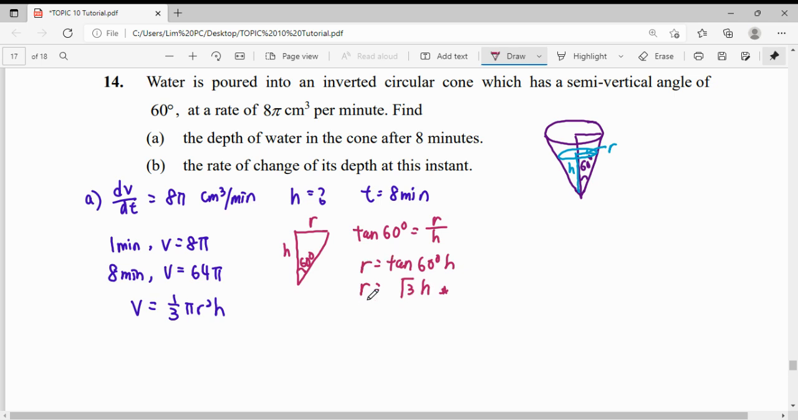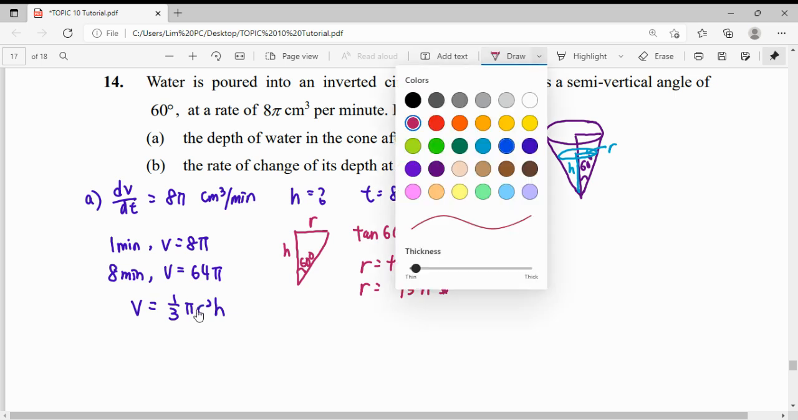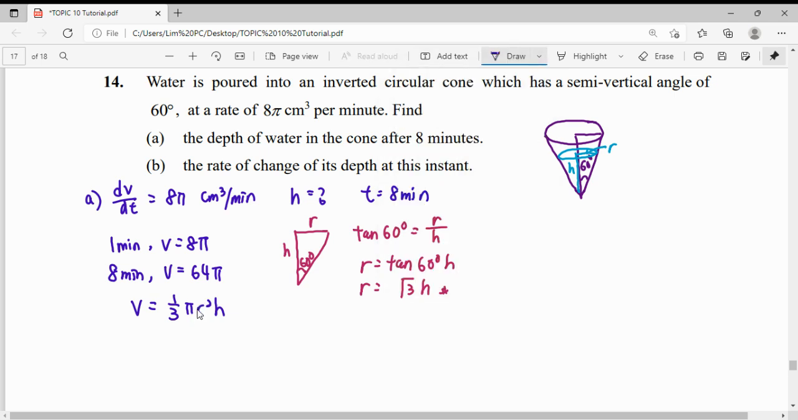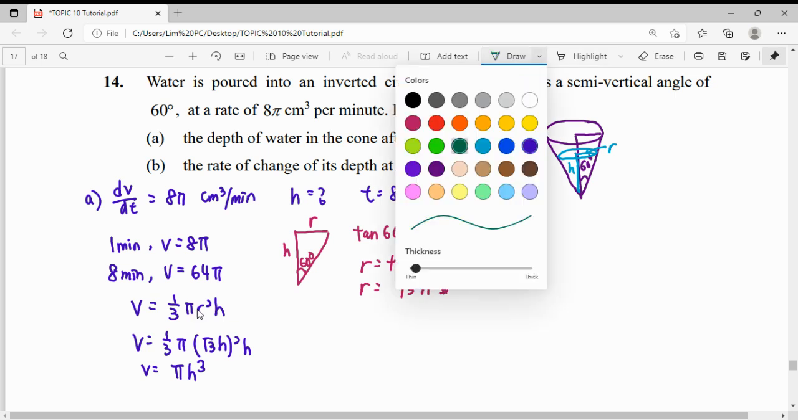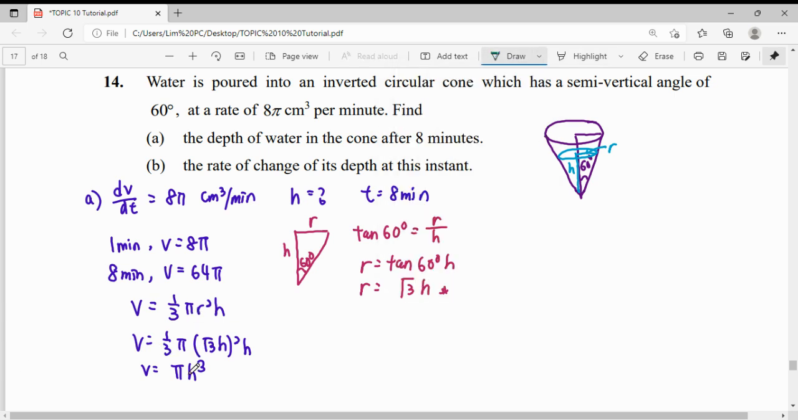After getting the relationship with r in terms of h, we substitute into our formula. So V equals 1 over 3 pi, where r is root 3 h, squared. We simplify the formula. Root 3 squared becomes 3, so the 3 times 3 cancel off, giving pi h cubed. So our volume formula in terms of h is equal to pi h cubed.